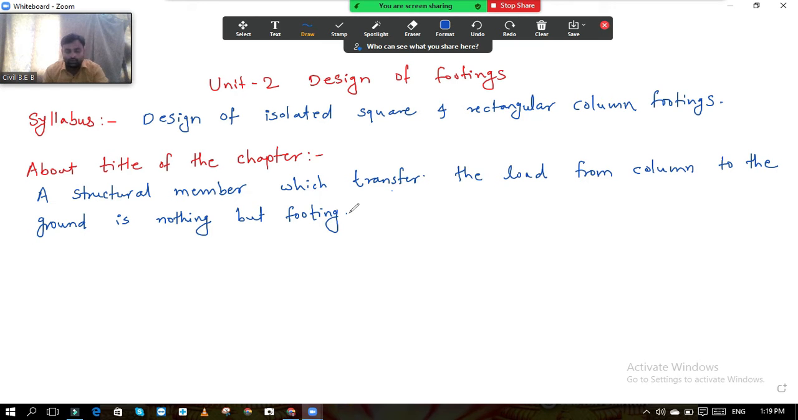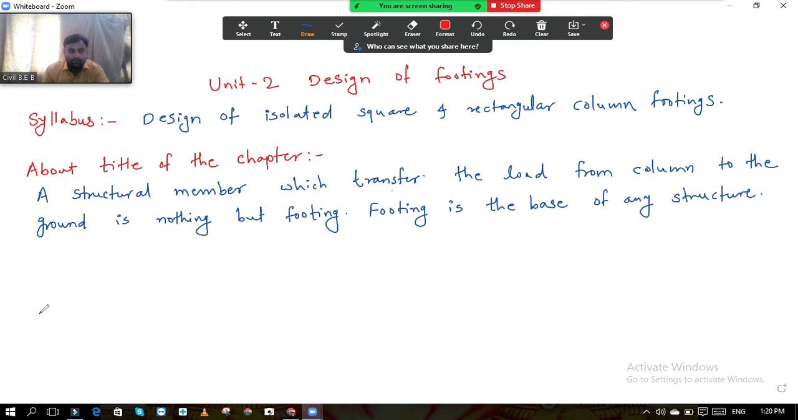So this is the title. Instead of that, I will write: footing is the base of any structure. For every structure, footing is required.